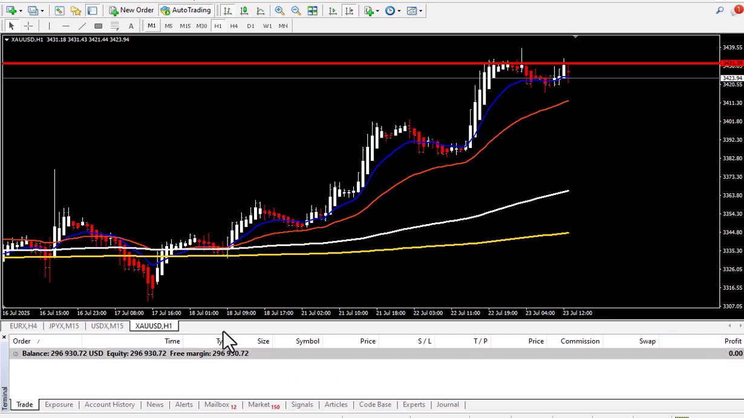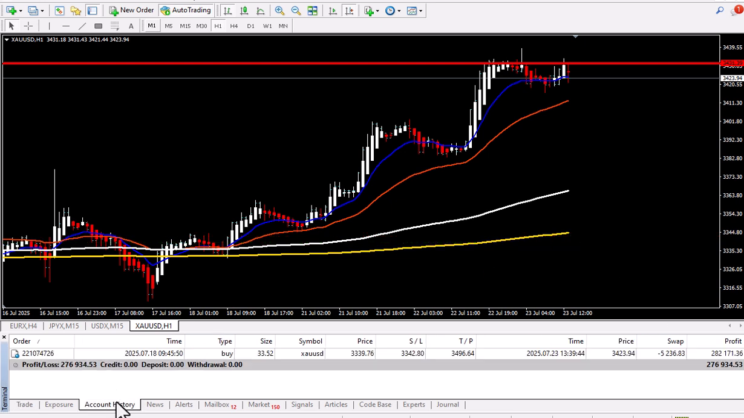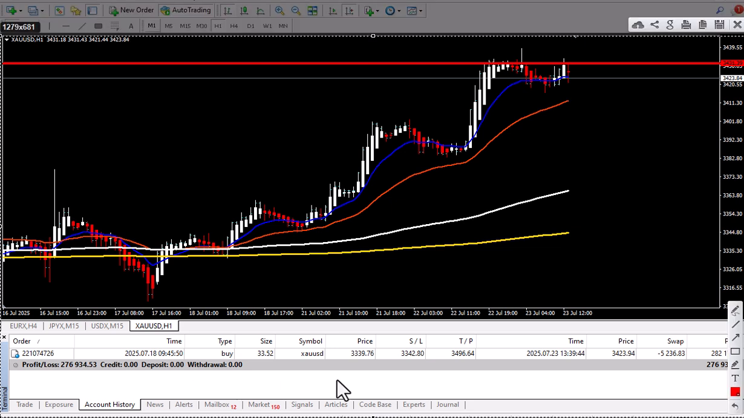Now you can see we transformed our account from 20k to almost 300k plus profit. Total profit is 280k, and in total we made almost 300k.